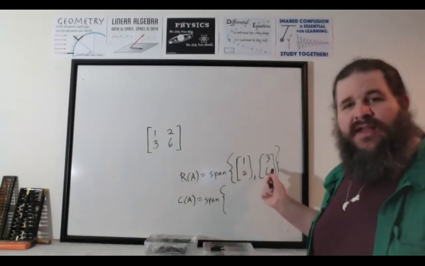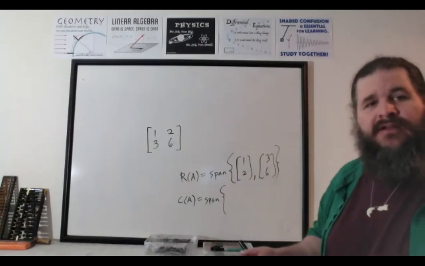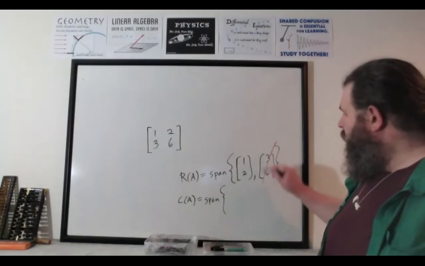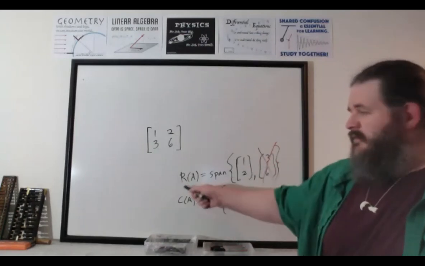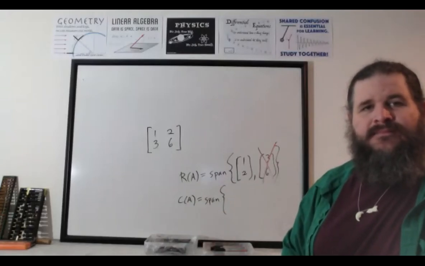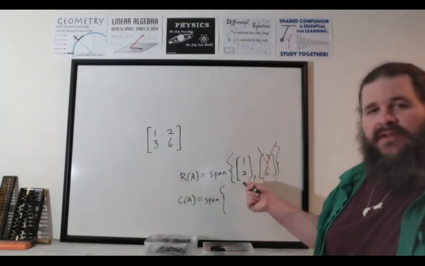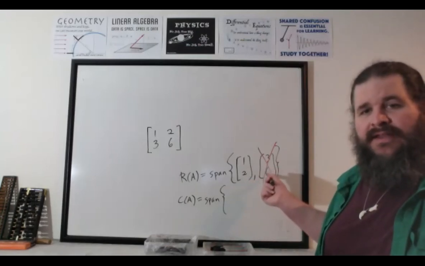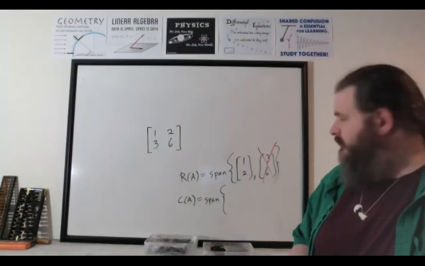But since 3, 6 is just a scalar multiple of 1, 2, that's redundant. It just provides a duplicate of the information we already have. So we don't actually need 3, 6, which means what's the actual dimension of the row space here? One dimension, because if we only have one vector in the basis, we'd get rid of the other one because it's not linearly independent.